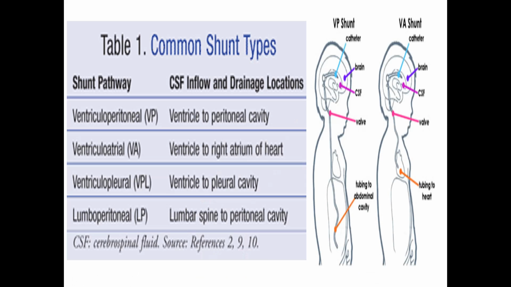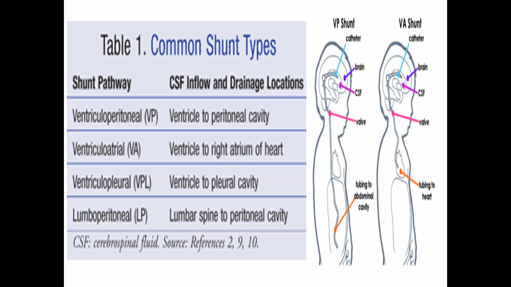In this table you can see the common shunt types. The ventriculoperitoneal shunt, in which there is communication between the ventricle and the peritoneal cavity. Then the ventriculoatrial shunt, in which the ventricle is connected to the right atrium of the heart. Then the ventriculopleural shunt, in which the ventricles are connected to the pleural cavity. And last, the lumboperitoneal shunt, in which one end is inserted into the lumbar spine and then connected to the peritoneal cavity. So these are the different types of shunt.